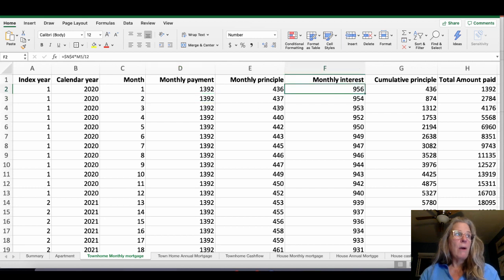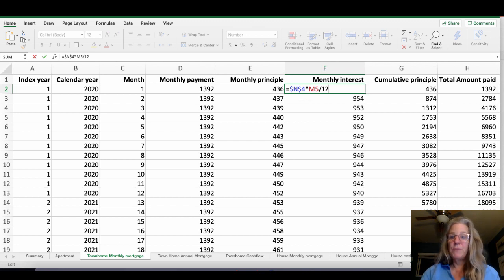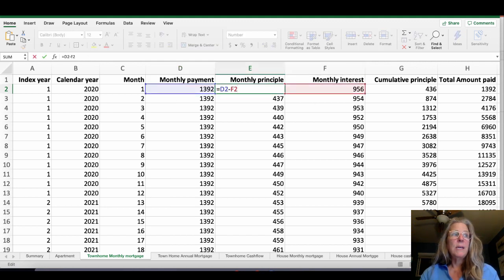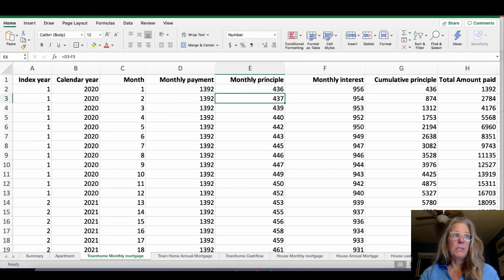The next thing I'm going to calculate, just like I did in the other value, is I want to look at what is the interest in this first period. So I'm taking the loan amount that I have times the interest rate divided by 12 because it's monthly, and I get that value of $956. Now I know the monthly payment is $1392 and the interest is $956, so by difference it's just going to be $1392 minus the $956, and that's the principal amount.